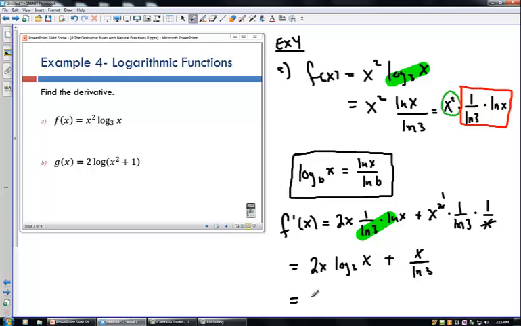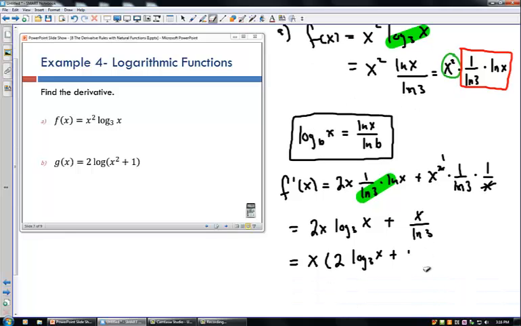I could also, I guess, factor out the x too. I could factor out this x. So I have 2 log base 3 of x plus, what do I have here? I have 1 over ln of 3. So let me make some more room here. And so I have 1 divided by ln of 3. So that wasn't so bad. Let's take a look at part B.